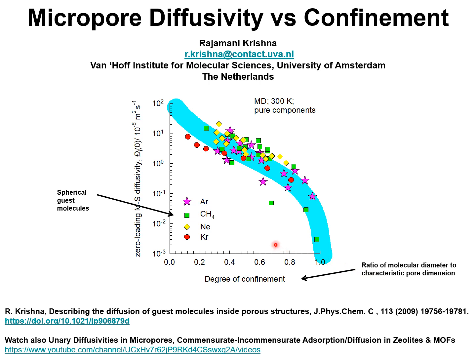We note that as the diameter of the gas molecule approaches the pore dimensions, the diffusivity at zero loading decreases significantly, and this decrease could be as high as 1, 2, 3, 4 orders of magnitude. So small changes in the pore dimensions has a major influence on the gas diffusivities.